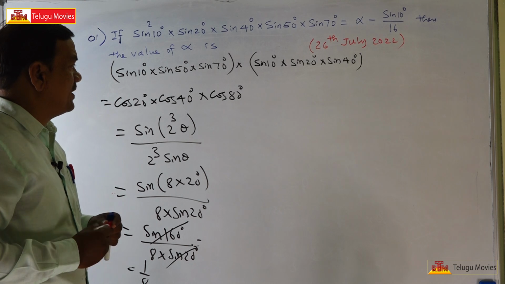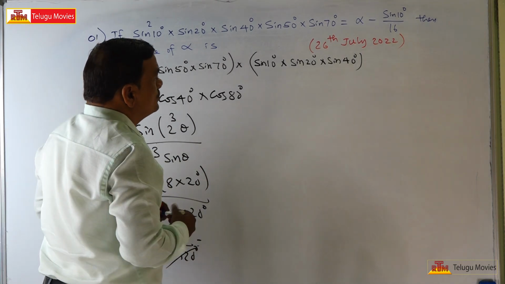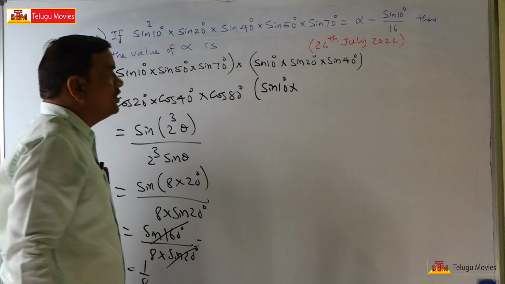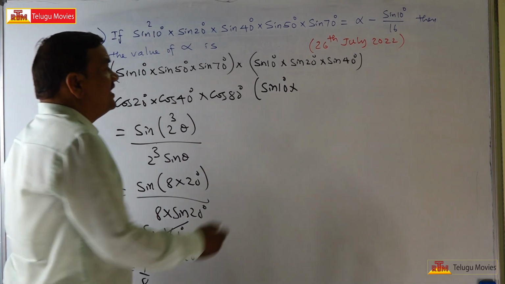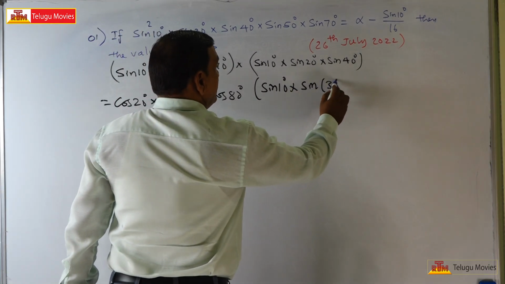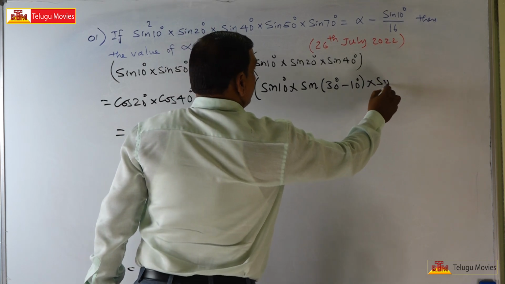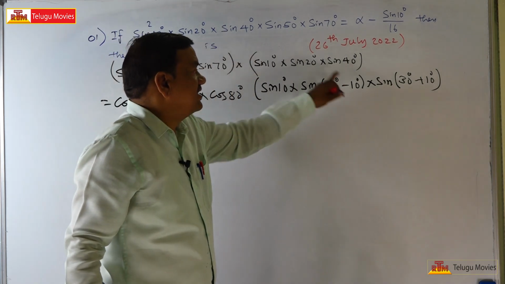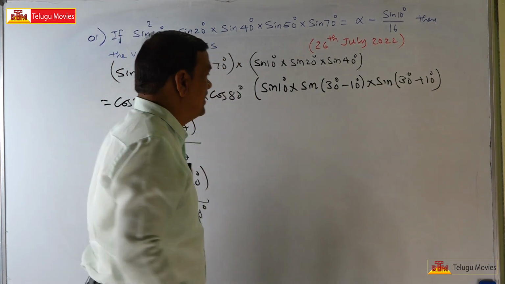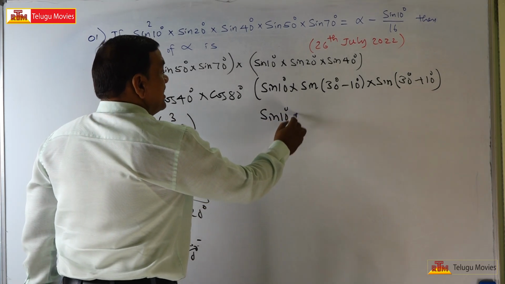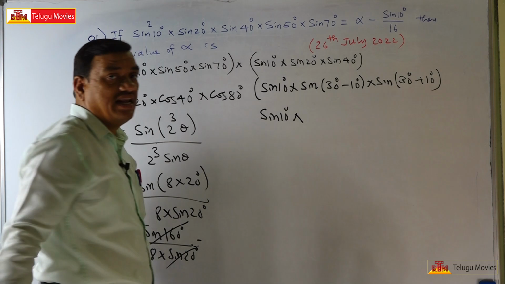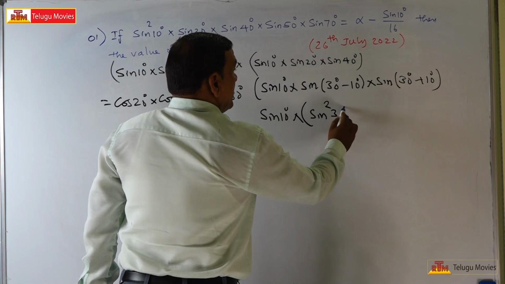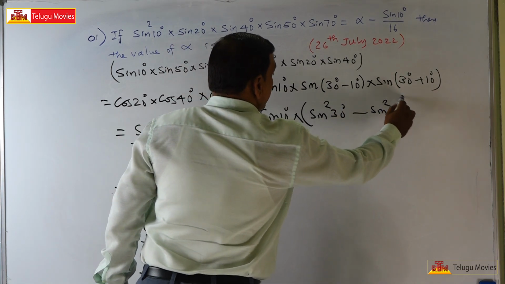Coming to the other expression, this is sin10° · sin20° · sin40°. Can I write it as sin(30° − 10°) · sin(30° + 10°)? 30 minus 10 is 20, 30 plus 10 is 40, yes, easily I can write this. So this is again sin10° into sin(A + B) into sin(A − B), which is sin²A − sin²B.